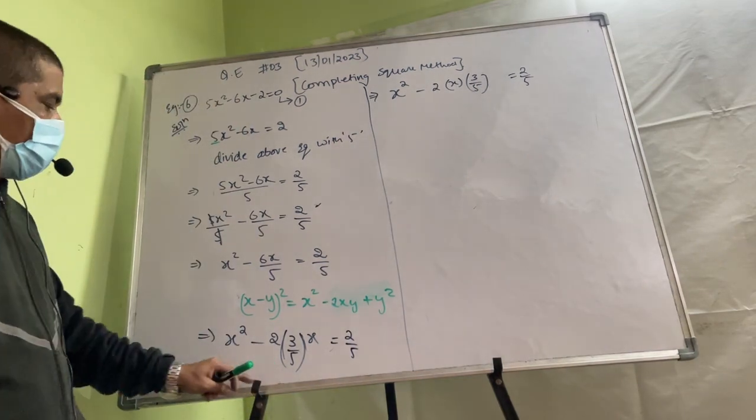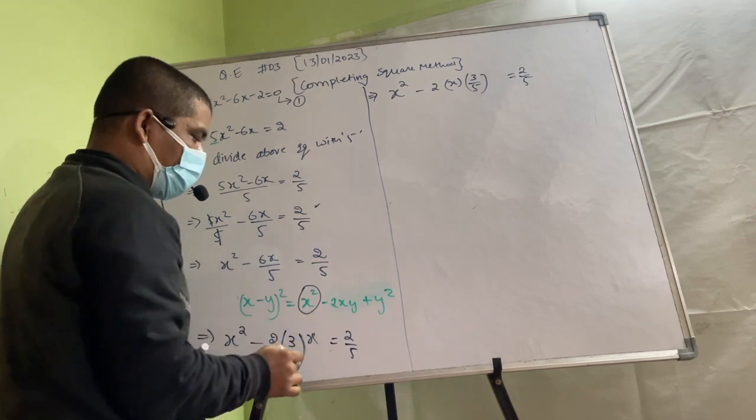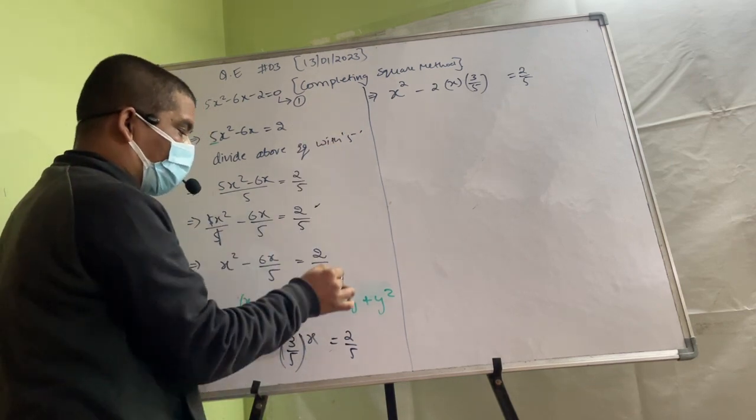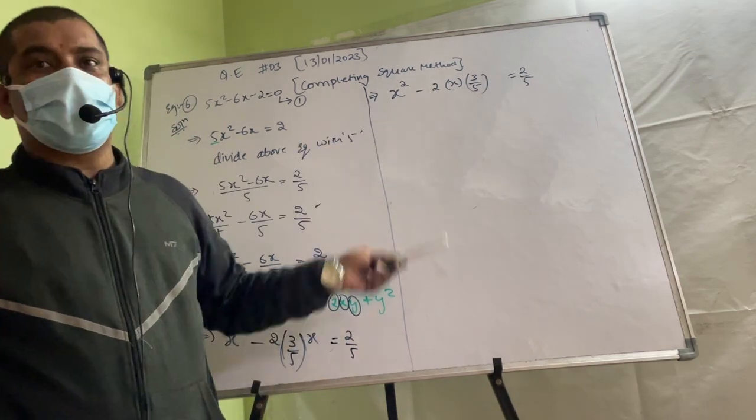Now you see, students, x square we got, 2 we got, x we got. So what is our y? Our y is 3 by 5, na?